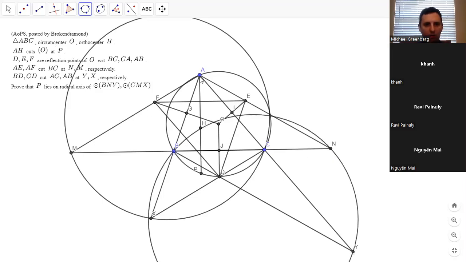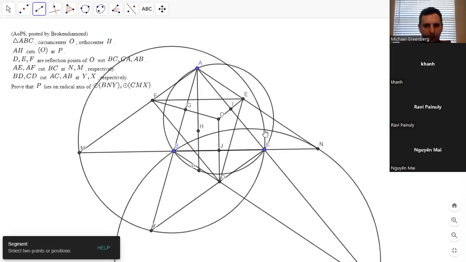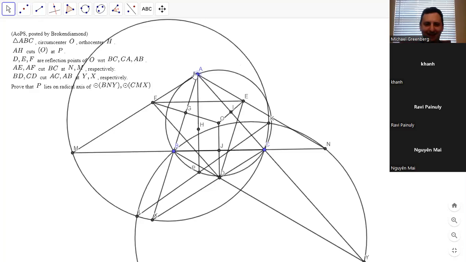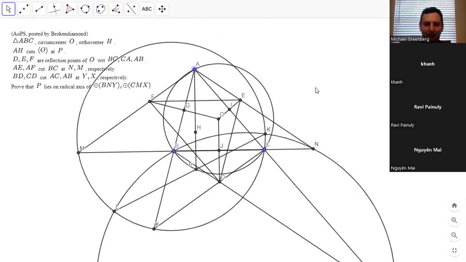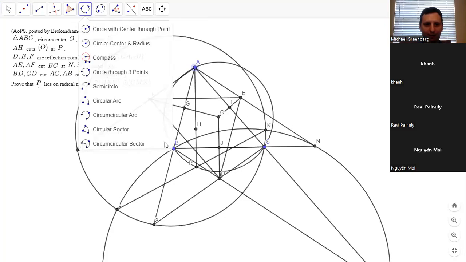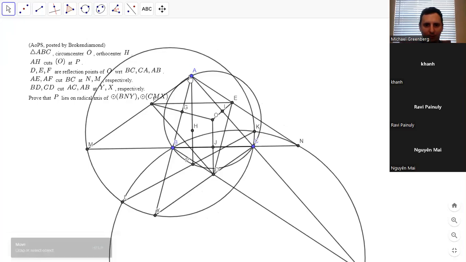Huh. So did I just do the wrong circles? Because, yeah, I guess it's really those circles. So we accidentally came up with a true problem, I guess. So I guess P lies on the radical axis of those circles, and it also lies on the radical axis of the other two circles. That's weird.